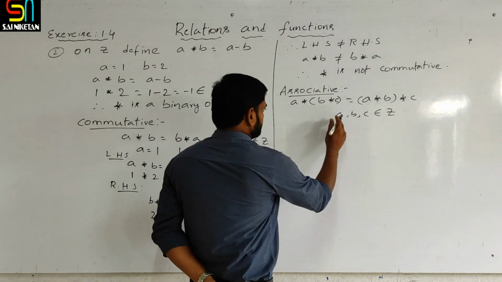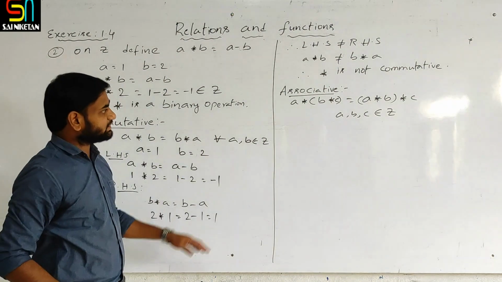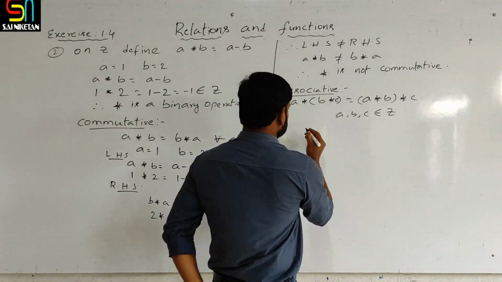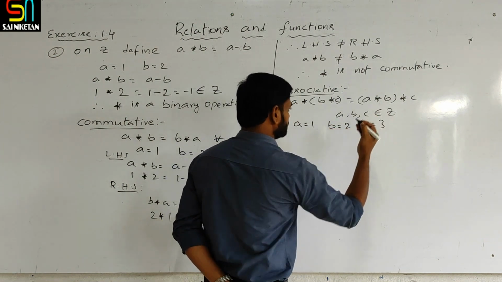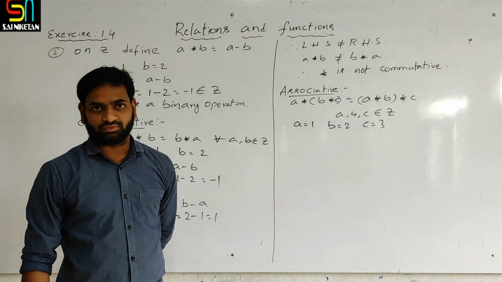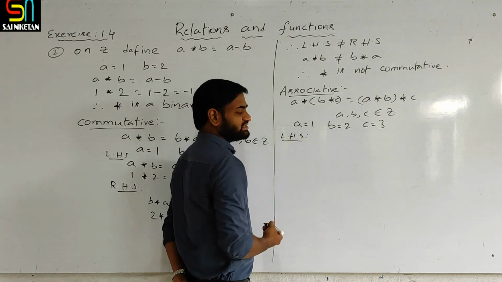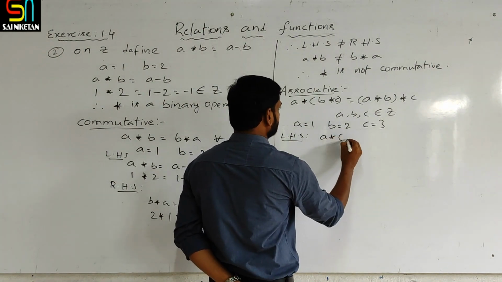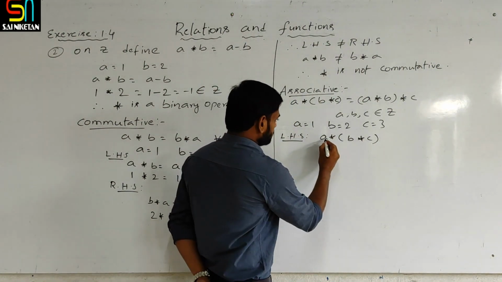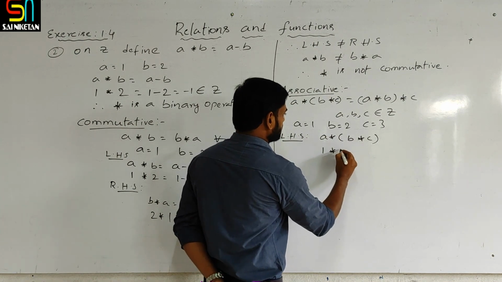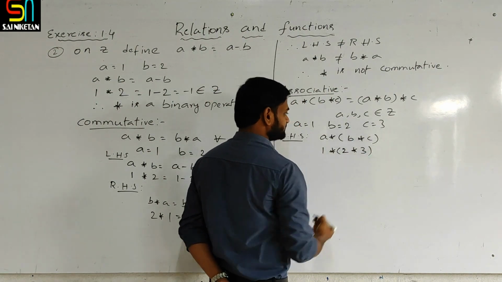Now here we need 3 values. Before, we took 2 values only. Now we have to take 3 values. I am taking A value as 1, B value as 2, C value as 3. You can choose any other values also, no issue. Now here, I am taking the LHS part. What is LHS? A star of (B star C). A means 1, B means 2, C means 3.